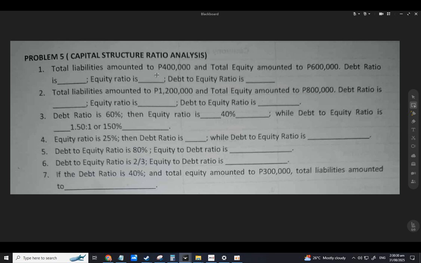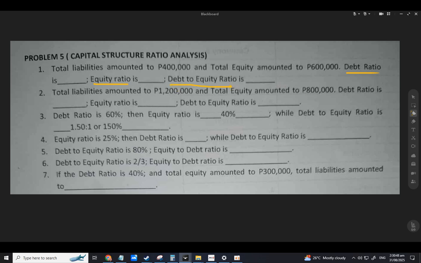Number one: total liabilities amounted to 400,000 pesos and total equity amounted to 600,000 pesos. Debt ratio is blank, equity ratio is blank, debt to equity ratio is blank. So we are asked to find the debt ratio, the equity ratio, and the debt to equity ratio.